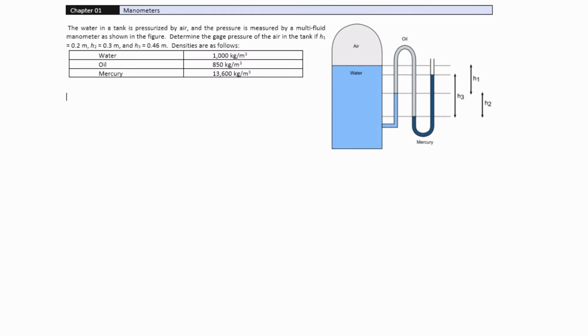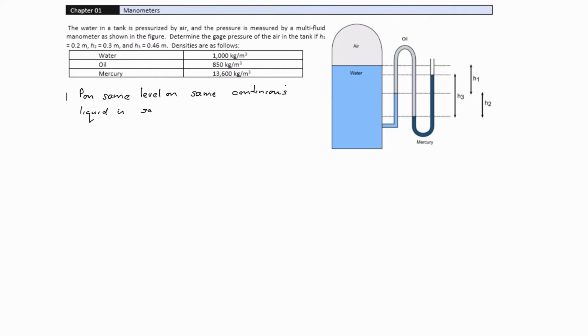Now in this problem, we are talking about a compound manometer. It's called a compound manometer because it does have several liquids inside the manometer. When it comes to manometer related problems, we know that pressure on the same level in the same continuous liquid is the same.